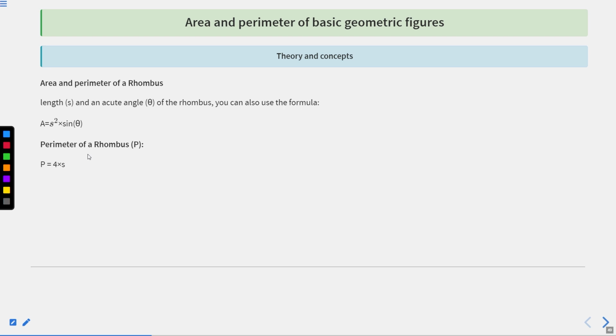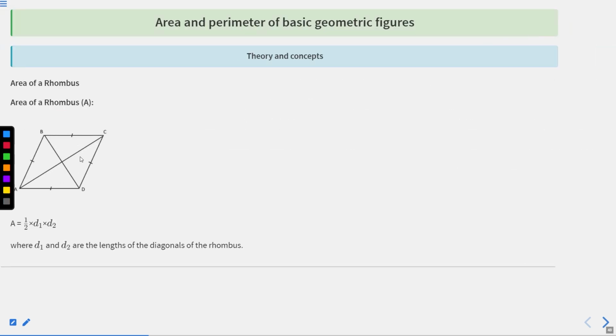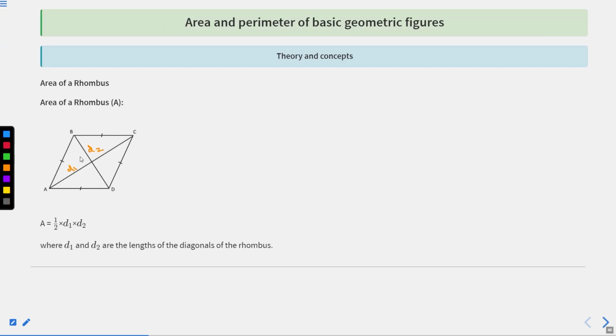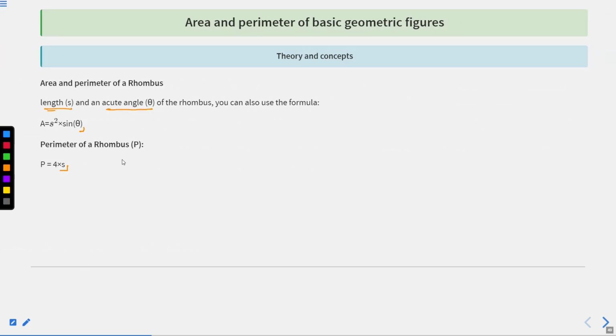And in terms of s and theta, if s is the side length of the rhombus and theta is the acute angle of the rhombus, then the area is equal to s squared times sine theta, and the perimeter of the rhombus is 4s. The same thing happens when we are trying to find the perimeter. Start from B and take the complete round, BC, CD, DA and AB. What is the total distance covered by you? It is s plus s plus s plus s, that is 4 times s.